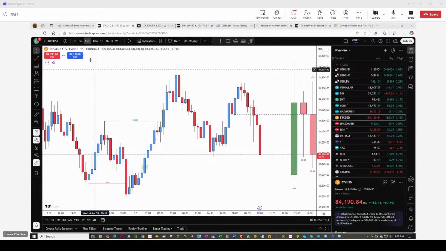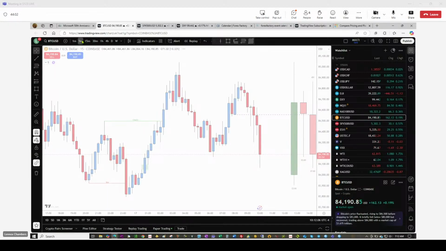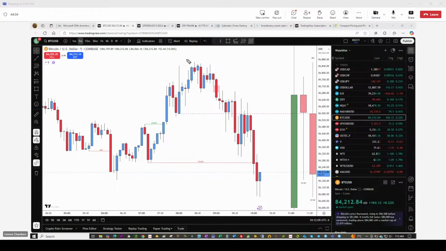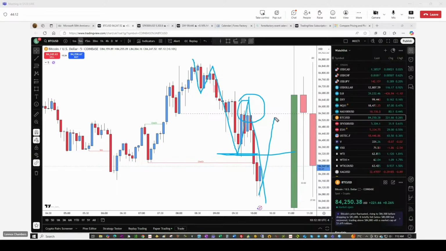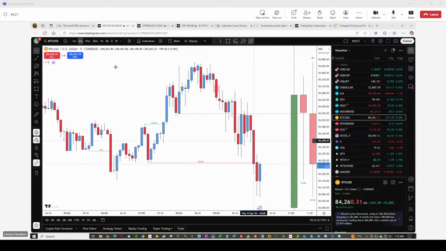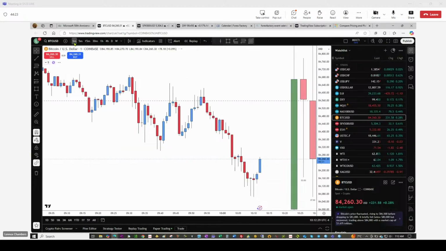All right, so 5-minute. There's the structure again. It's the same structure always, right? So at this point, when they come back up here, we're expecting them to take out this low. And then that's what they did. So now we're looking for them to retrace this entire move, come back up, and then continue down, take out this low. So if you can just keep thinking about it in that way, then it makes it a lot easier for you.